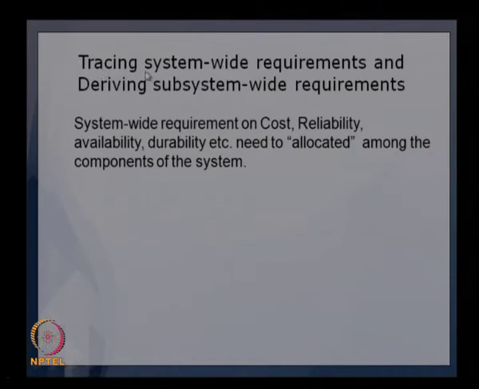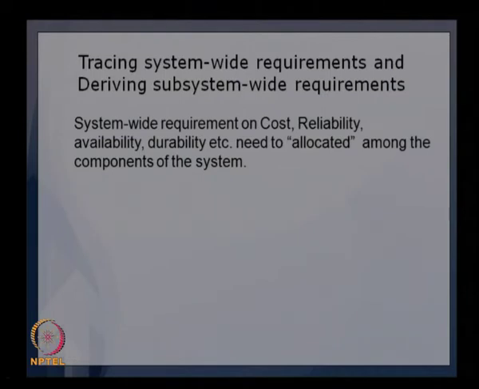The other one is tracing the system wide requirements and deriving subsystem wide requirements. So, the first one we discussed was the input output requirements. The next question is basically the system wide requirements. As I told you, the system wide requirements can be cost, reliability of the system, availability or durability, which is identified at the stage of overall system design. Then we need to trace these requirements as well as allocate these requirements to components.